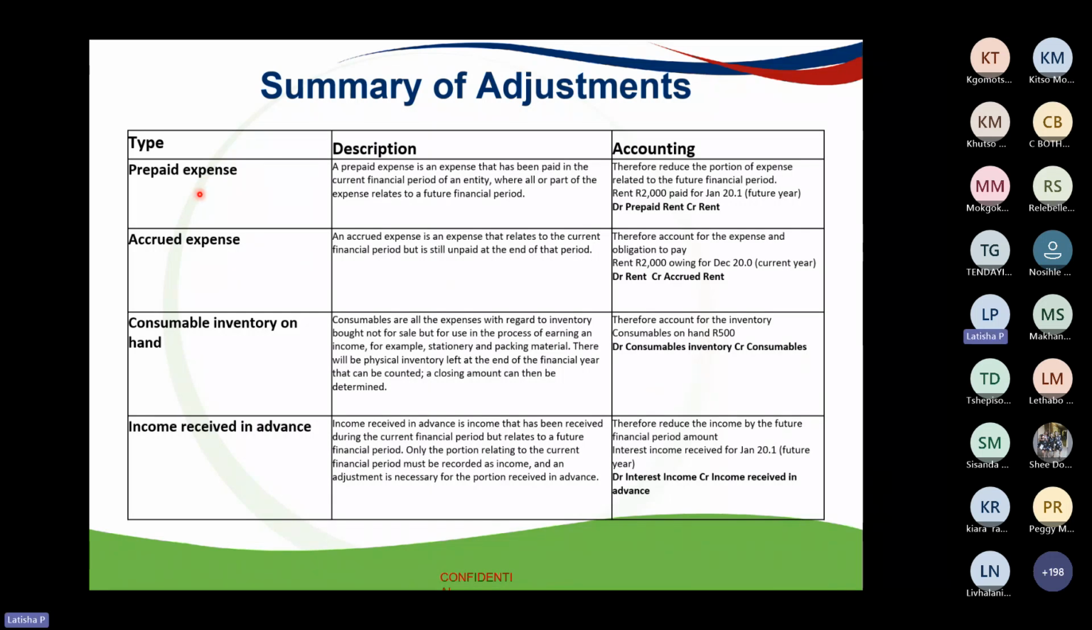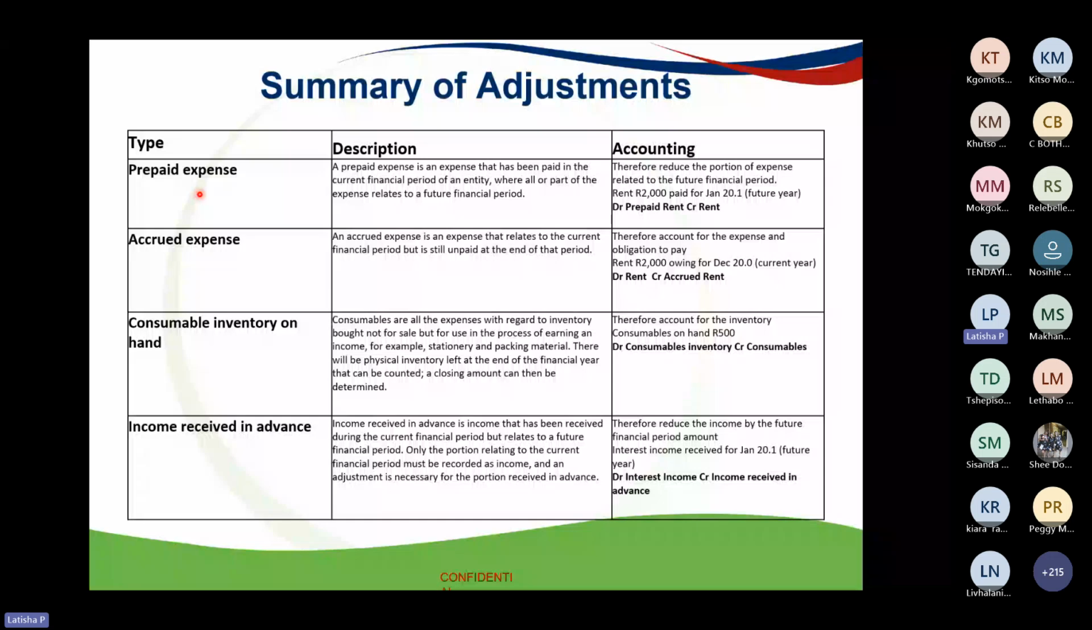Okay, so if we look at the adjustments and what the type of adjustments are that we get, there's about 8 of them. So I'll go through each one in detail and just explain what it is, as well as then just give you what the journal entries are relating to each of these types of adjustments. So the first one is a prepaid expense.